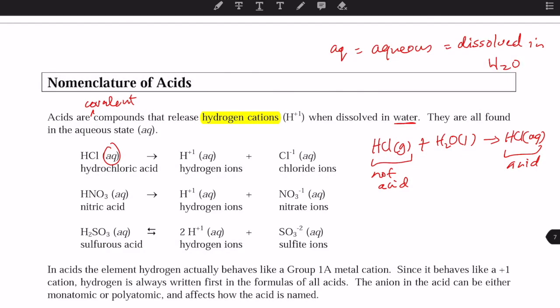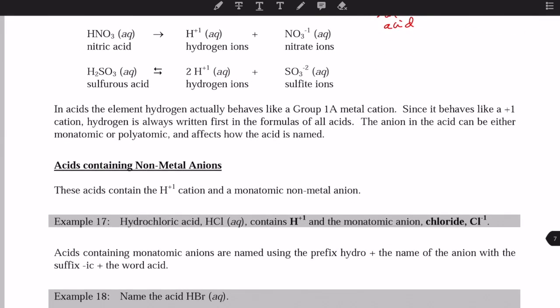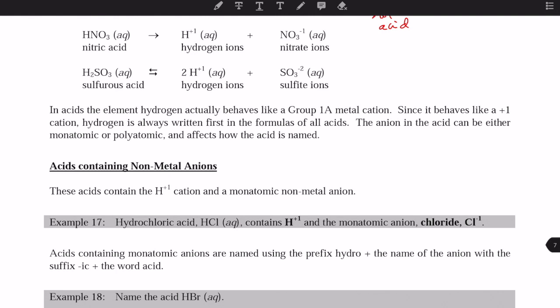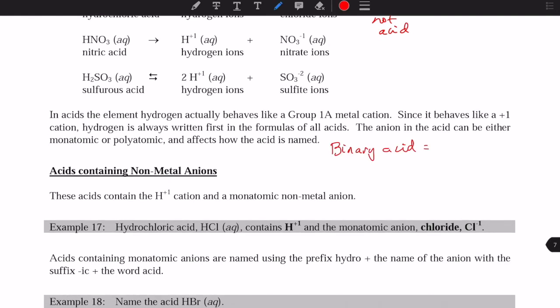So how do we name them? Well, it depends on what kind of acid you have. There are two different types of acid. The first one we're going to look at is called binary acid. They're acids that contain just nonmetal anions, things like F-, Br-, and so on. The way I typically recognize these acids is that they don't contain oxygen.